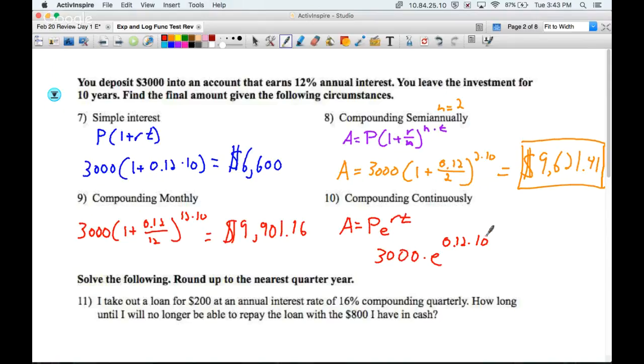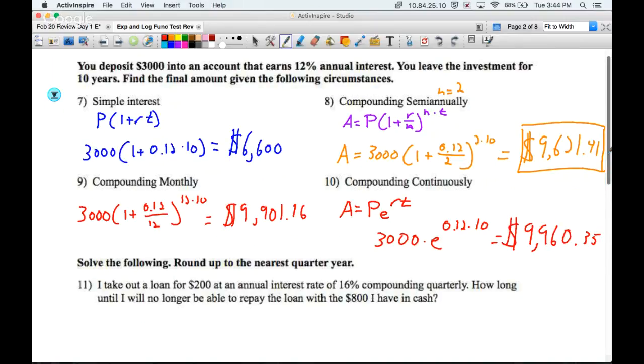So 3,000 times e, to get e, do second divide on your calculator, to the power of 1.2, 9,960. So we do squeeze out just a few more dollars by doing the compounding continuously. Not a ton, but not nothing. 9,960.35 is our final answer for that one there.